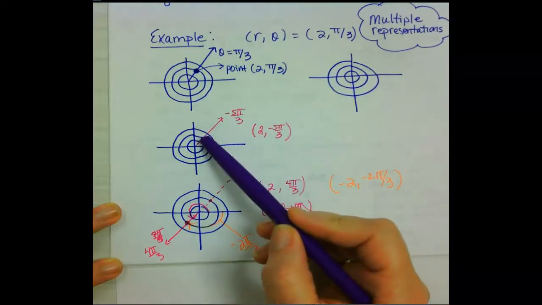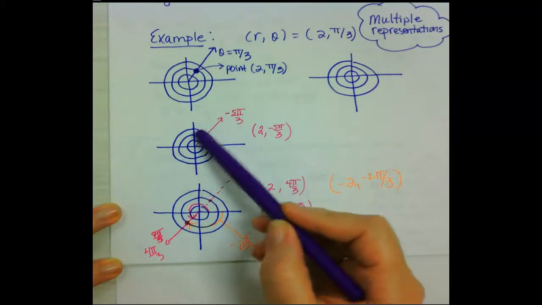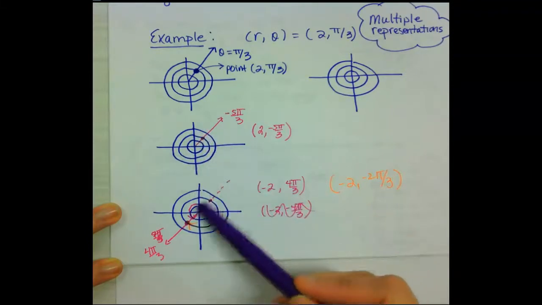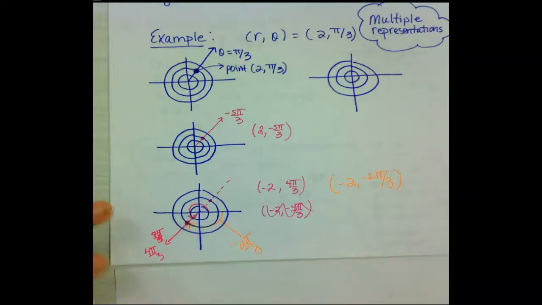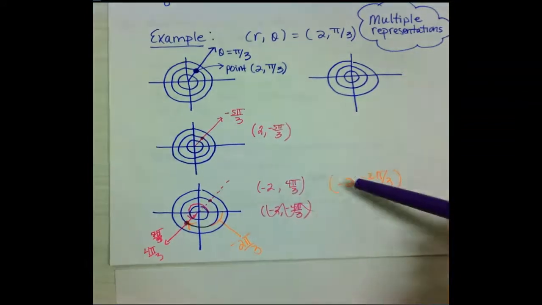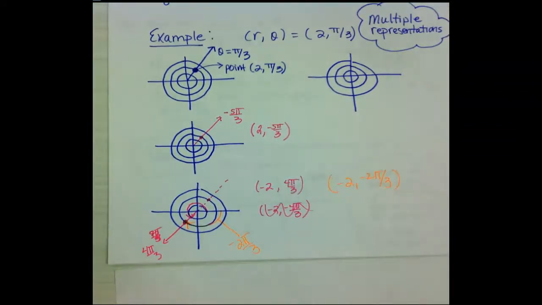Same thing here, we went positive to get to it, so then we went negative to get the second angle. We reversed the direction down here, and then we went in the negative direction and the positive direction to get to it. And so that's how we got multiple representations, 1, 2, 3, of the same point.